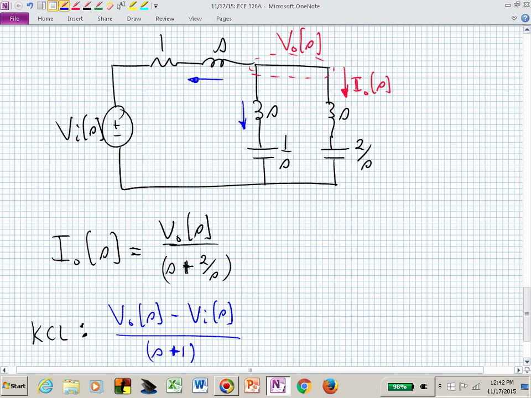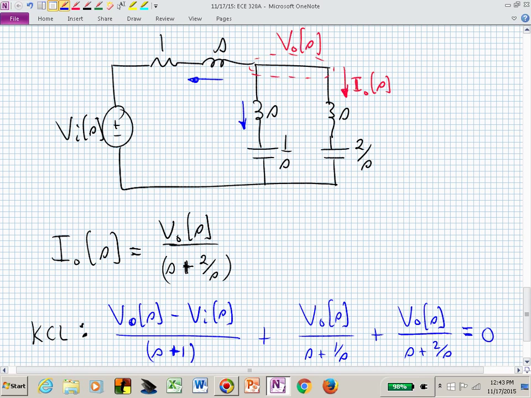You guys know how to do this. This isn't hard. That's now the current going to the left. What's the current going down in the center branch? And finally, is it clear where that formula is coming from? And now you have one equation in terms of the one unknown, V sub 0.